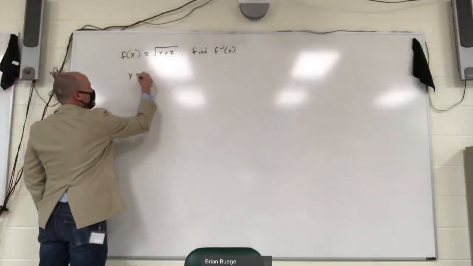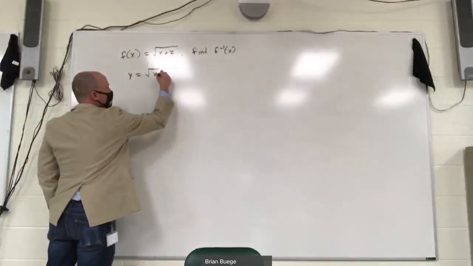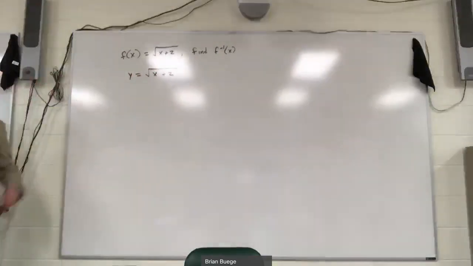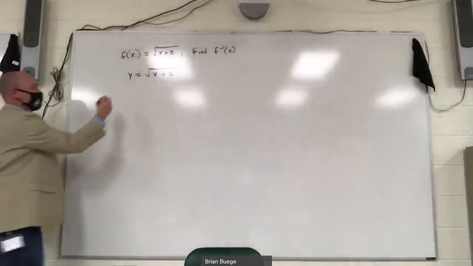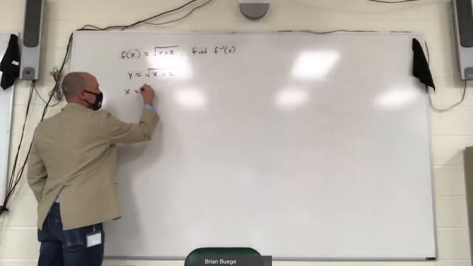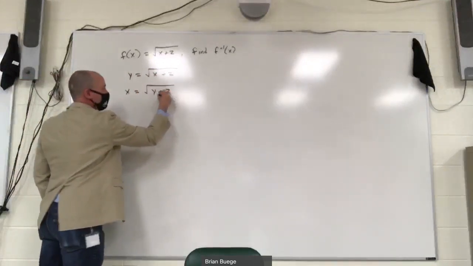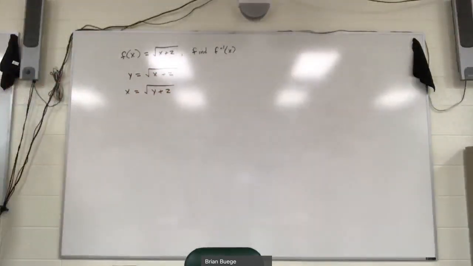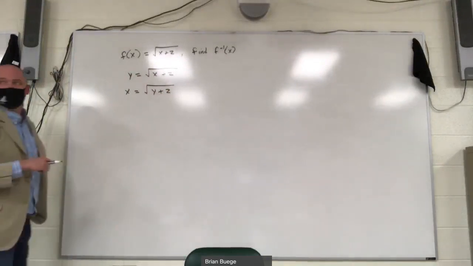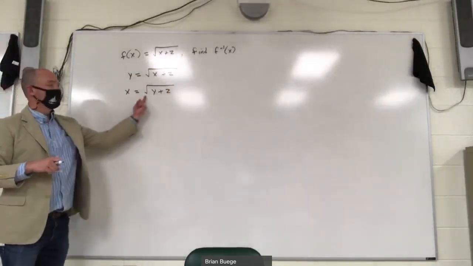If this is y equals the square root of x plus 2, flip the x and the y. So it becomes x equals the square root of y plus 2. And now we re-solve this for y. So what's step number 1? How do I get y by itself?